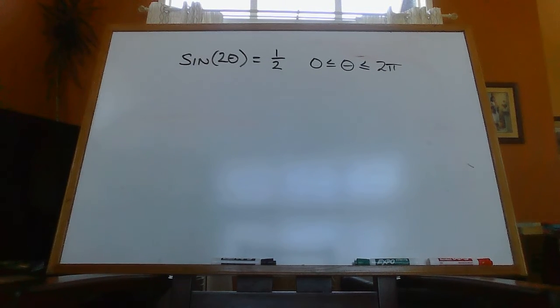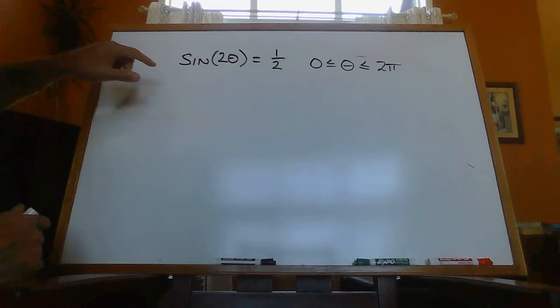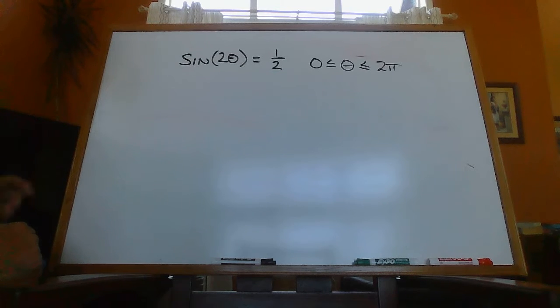Okay, so this next one, we've got sine of 2 theta is 1/2, and we have a restriction, 0 is less than or equal to theta is less than or equal to 2 pi. Now, this one's a little bit different. Before we had the 2 out here in front, and this one has a 2 on the inside, and that changes the period of the equation. So we've got to be careful because what that's going to do is double the number of answers that we have. Okay, so how does it do that?